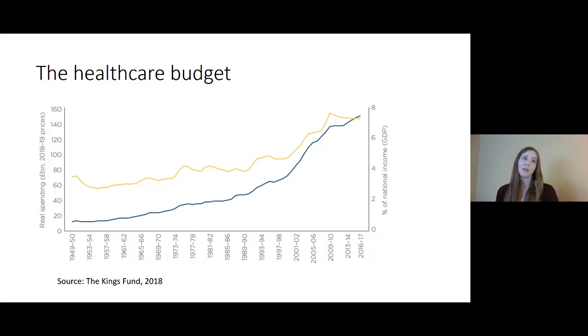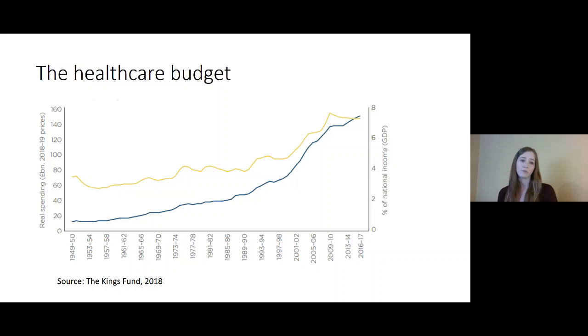So when we're thinking about the healthcare budget, I've put up this graph here of the NHS healthcare budget since the NHS was founded in 1948 up until 2017. And what it shows us, looking at the blue line, the first thing that you see is that it's increased dramatically over time. There are various reasons for this. It's not completely clear why this has happened, but a lot of it is just that healthcare has improved an awful lot in 70 years.